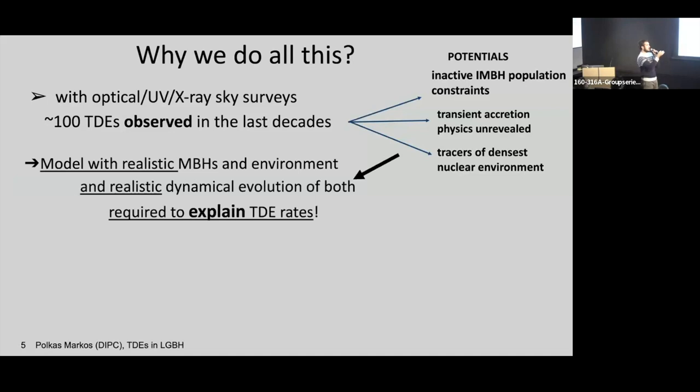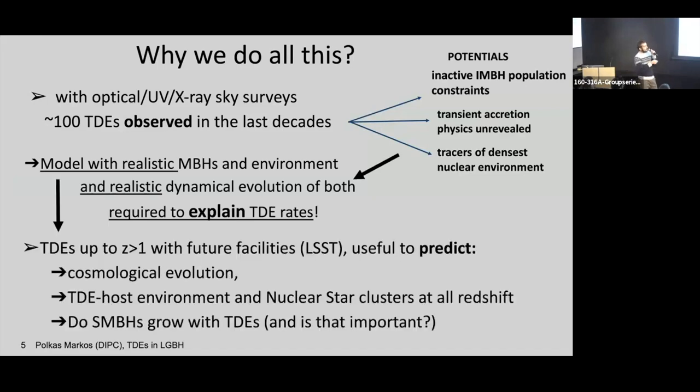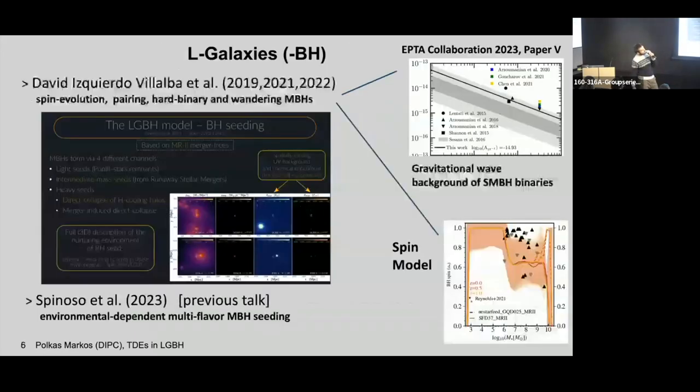But to do that, we need a realistic model with realistic rates, and not only for the black hole, but also, as I will talk about, nuclear star clusters, for example. Once we have that and we make predictions, we can finally answer the question of whether black holes can grow through TDEs, because we will have understood the phenomenon. So I will totally skip this slide.